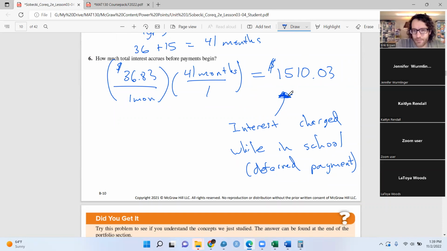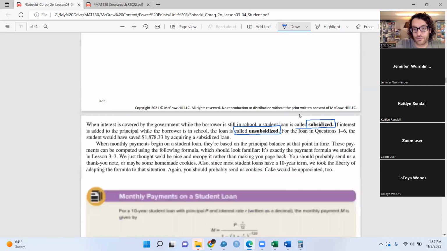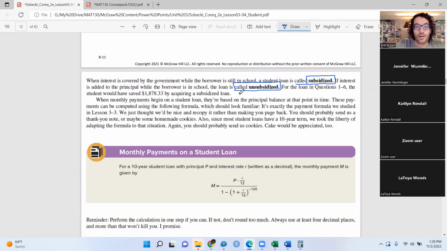I'm sure there's other types, but if you can get subsidized loans, those are the ones you want. They're the cheapest in terms of what you'll have to pay back. The unsubsidized loans means you still got money from the government or wherever you got the money from, but the interest that is growing while you're not making payments, you are on the hook for that. You owe that back.